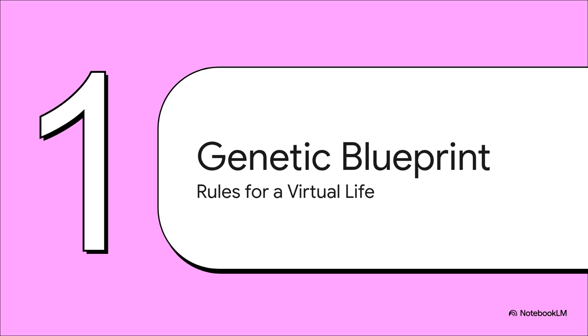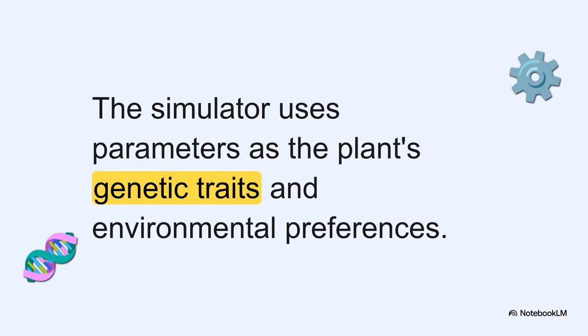You start with its DNA. In the simulation, that just means we have to lay down the basic rules for its virtual life. And here's the cool part. The simulator isn't barking orders at the plant, telling it to grow. Nope. Instead, it uses a whole list of parameters. And these numbers, they're basically the plant's genetic code. They define everything about it, its personality, you could say. From its favorite temperature to how it feels about the light, it's all right there in the data.